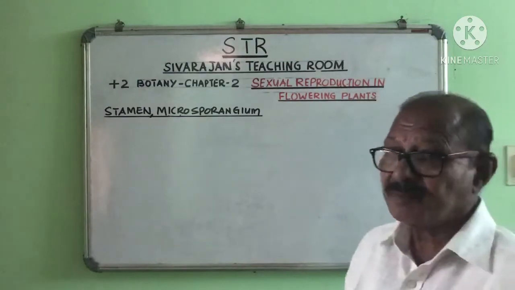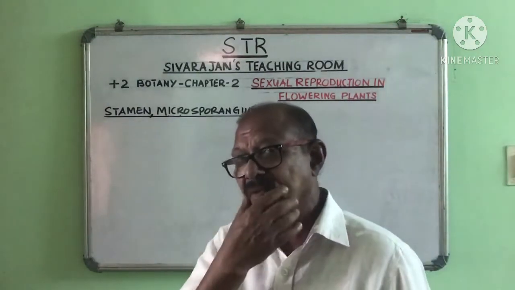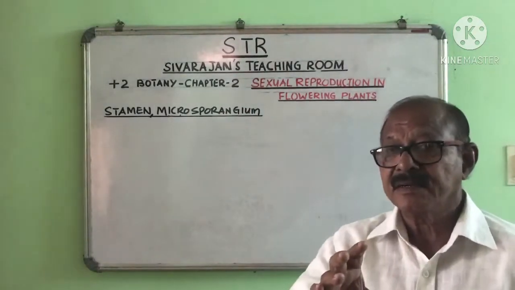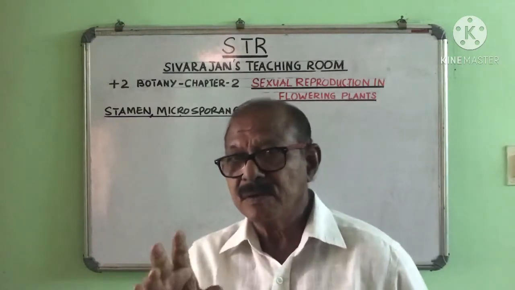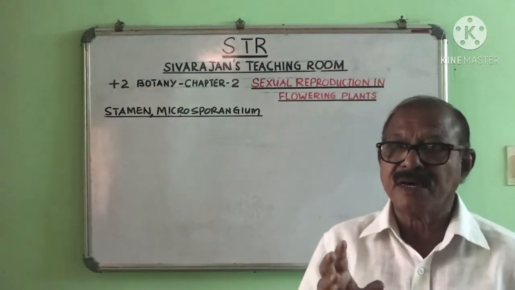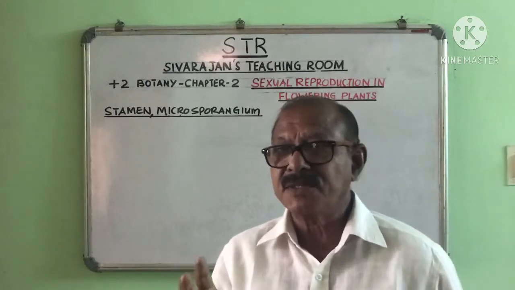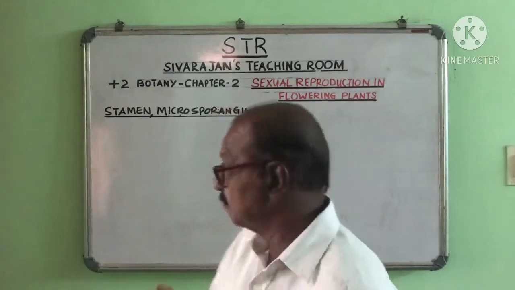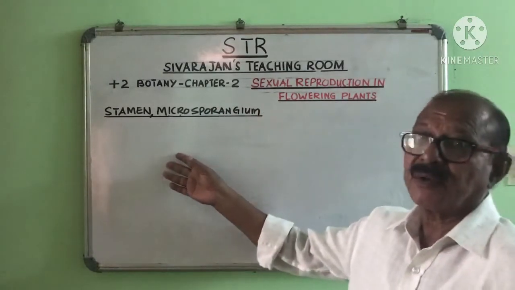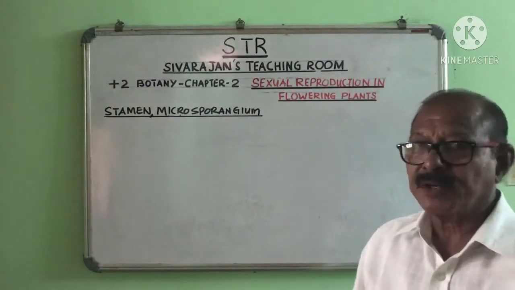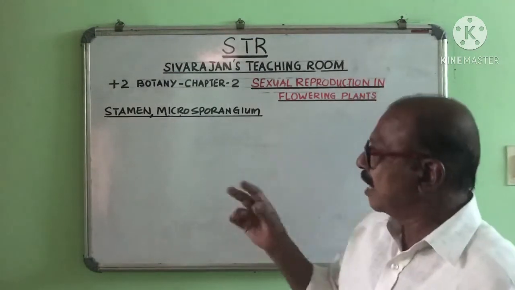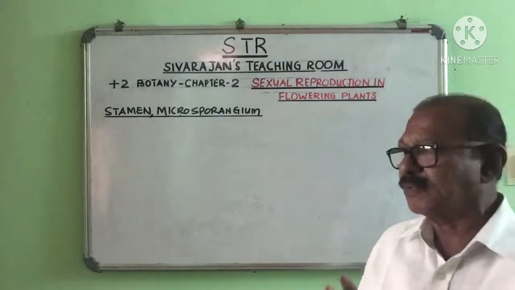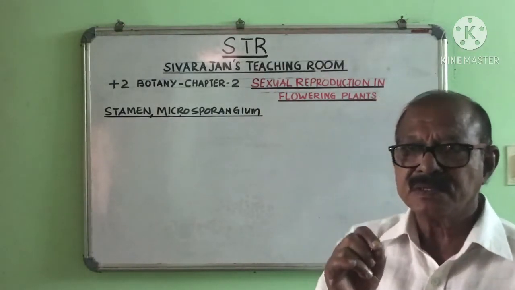So in the last chapter we have been discussing flowers, and we had seen that a flower has four fundamental parts: calyx, corolla, androecium and gynoecium. Androecium is the male reproductive part and gynoecium is the female reproductive part. Today in this episode we are going to discuss the male reproductive part, that is the androecium. The androecium is a group of stamens.